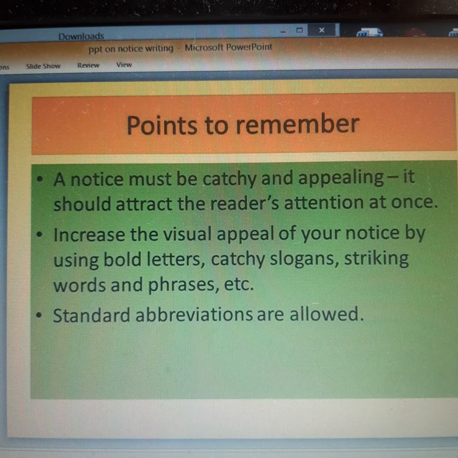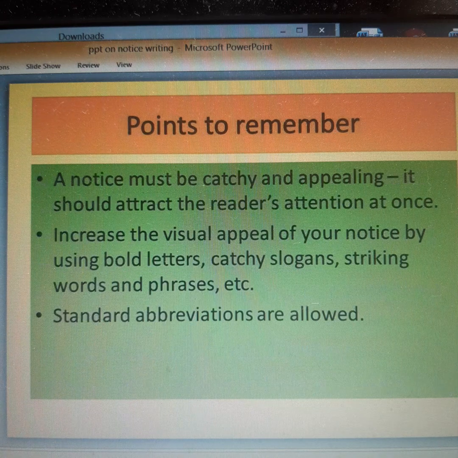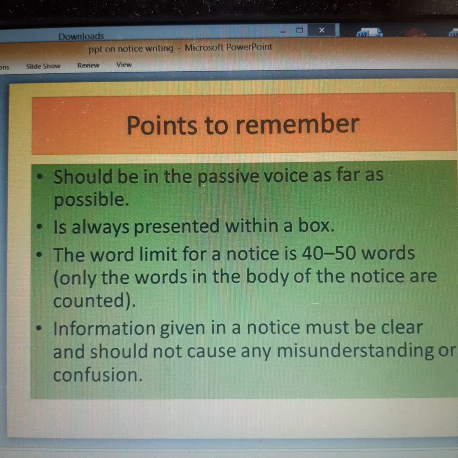Now moving on to the next slide. Children, I have explained this to you also. Yes. Now these points are very, very important.